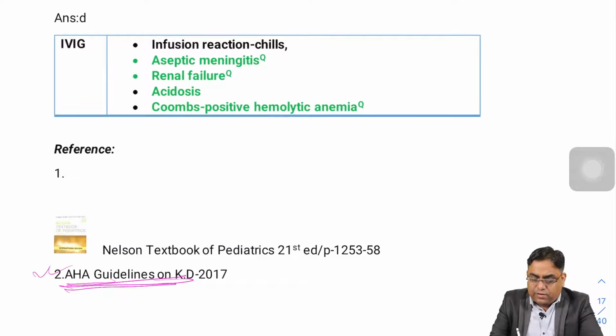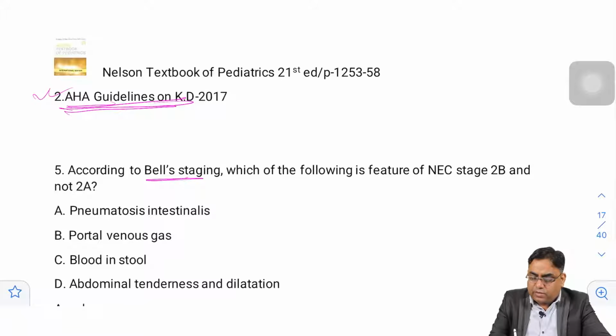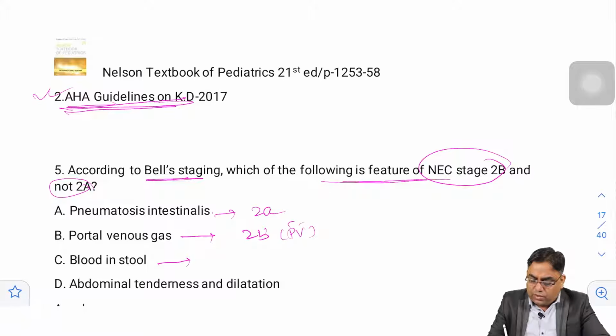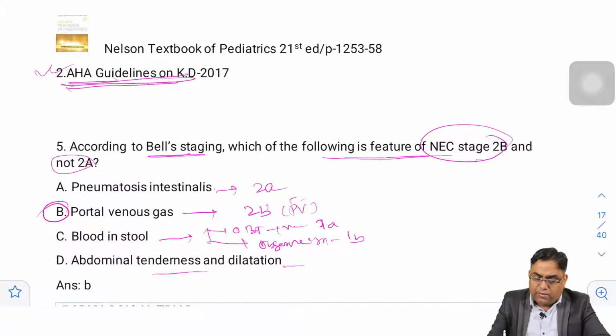Okay. Now, the reference is from the AHA guideline on KD 2017. Now, next, move to the next question. According to Bell staging, which of the following is a feature of NEC 2B, not 2A? Here, pneumatosis intestinalis is stage 2A, portal venous gas is 2B. Blood in the stool: if occult blood positive then 1A, and observed blood is 1B, and abdominal tenderness and dilation. Here the answer for 2B is portal venous gas.